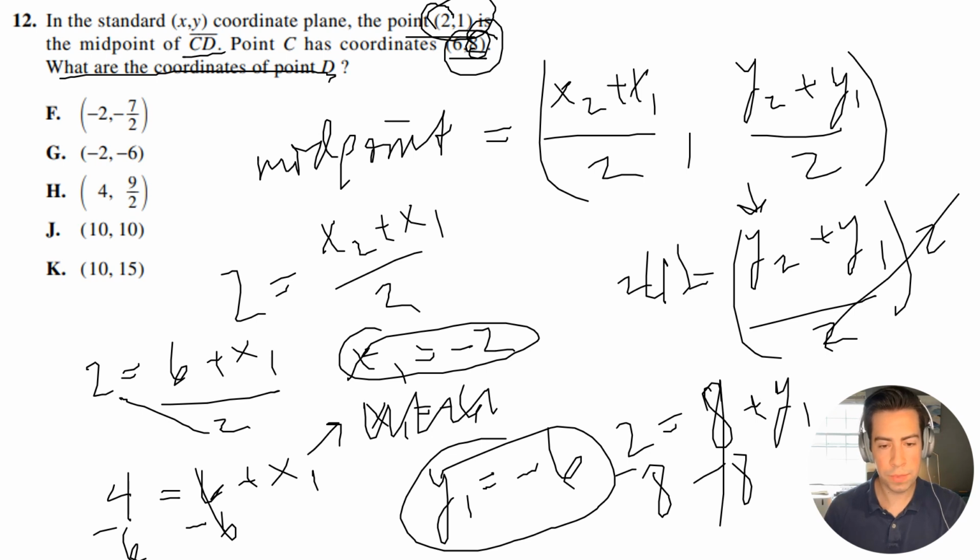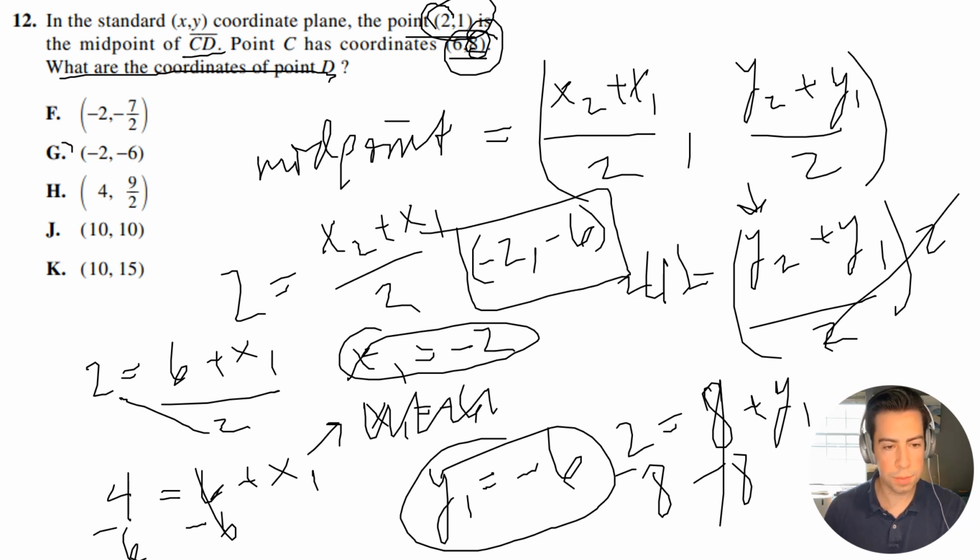So therefore, if we write that in our coordinate form, it's going to be (negative 2, negative 6), and that is going to be our answer, so it's going to be answer choice G.